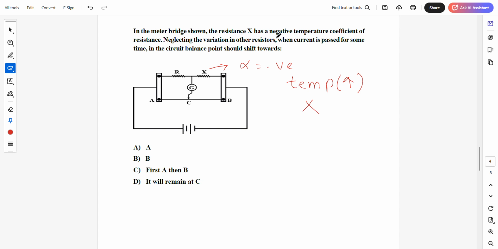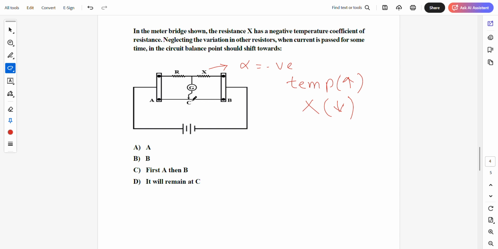In the meter bridge shown, the resistance X has a negative temperature coefficient of resistance, neglecting the variation in other resistors. When current is passed for some time in the circuit, the balance point should shift towards which side? When current is passed, the temperature increases, and the resistance decreases. When there is a decrease in the resistance, the opposite length also changes.